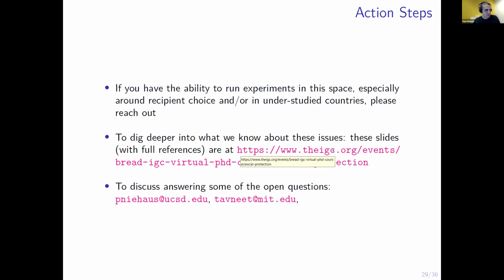One other quick thing. A lot of the papers, especially the more recent ones, are summarized on VoxDev. So this comparison of conditional and unconditional is actually on VoxDev. So please feel free to take a look there. And I think there's a lecture on conditional cash transfers coming as well, if I'm not wrong.